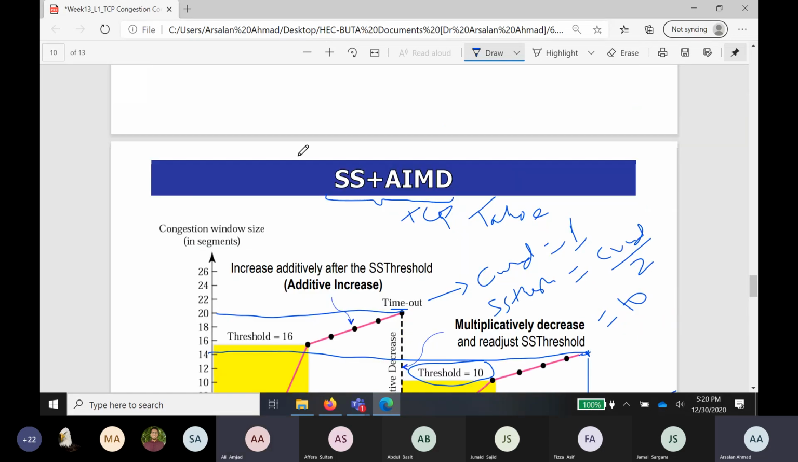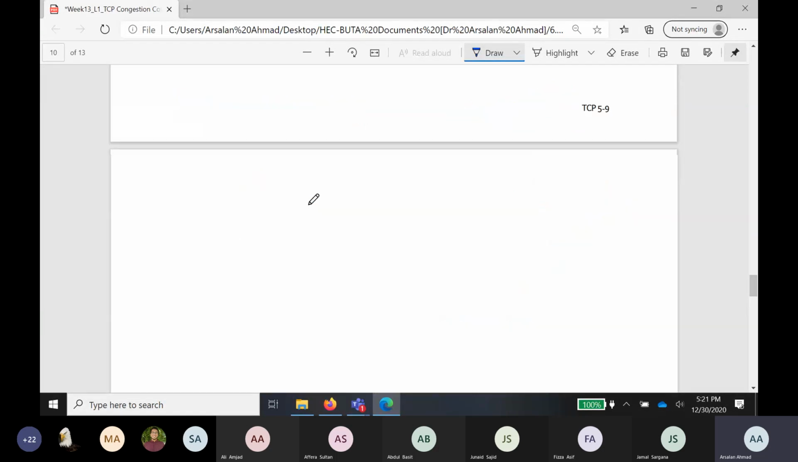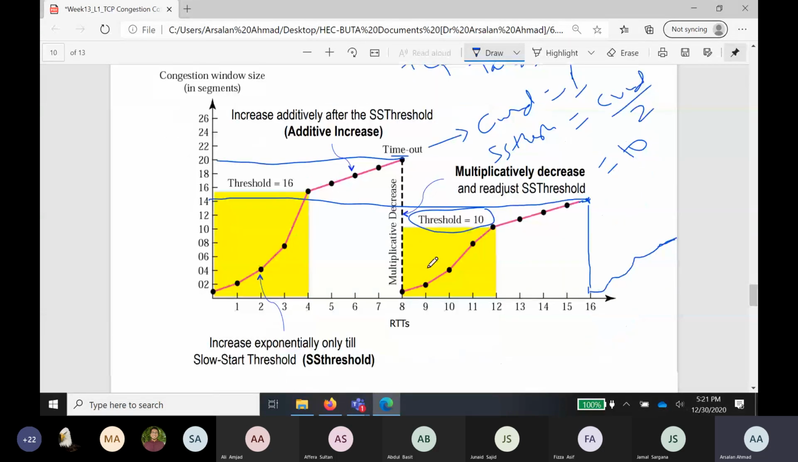Okay, so this is the definition. At every timeout you set the window to half. And this is exactly TCP Tahoe, the working of TCP Tahoe.